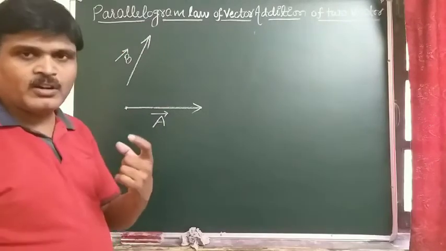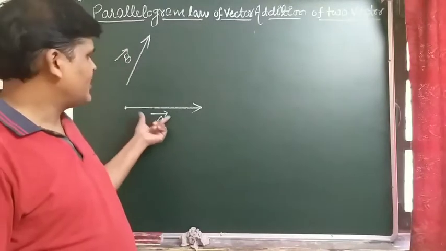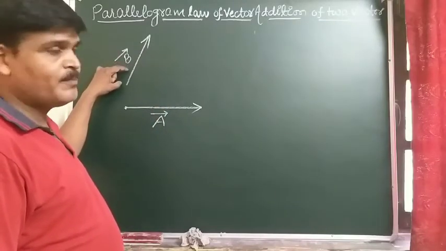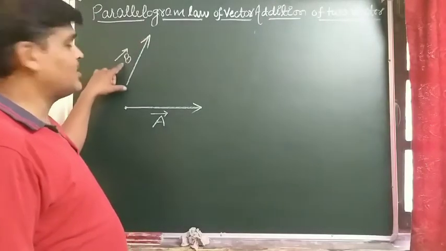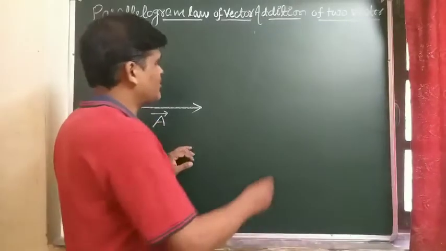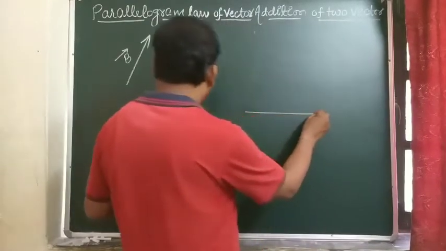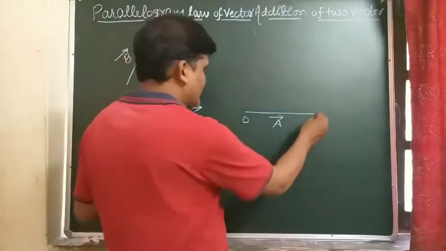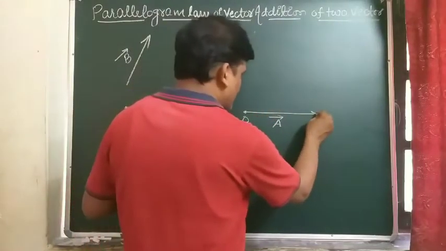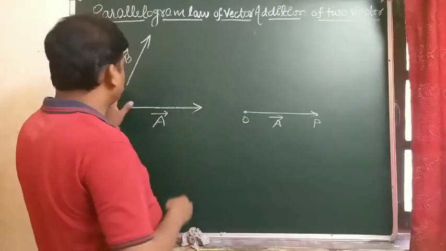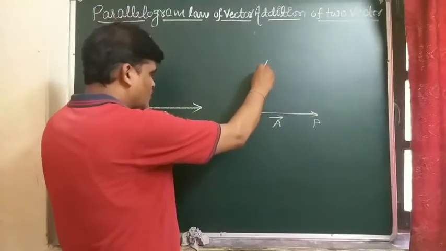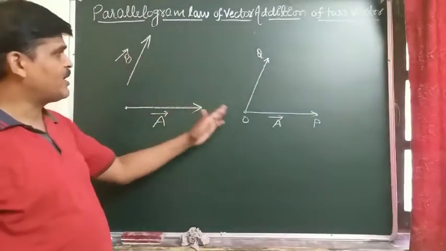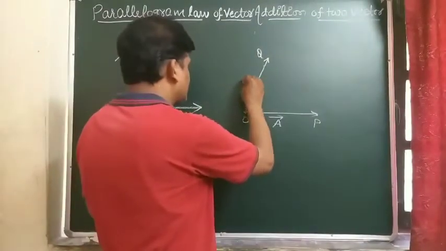First of all, we draw vector OP, which is equal to vector A and parallel to vector A, and then from the common point we draw another adjacent side of the parallelogram, vector OQ, which is equal to vector B and parallel to vector B. So this is the diagram of the parallelogram law of vector addition. First we draw the OP vector, which is parallel and equal to vector A, from the common point. Then another adjacent side of the parallelogram is the OQ vector, which is equal to vector B and parallel to vector B.